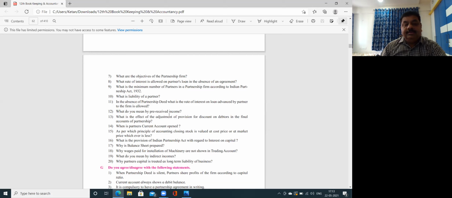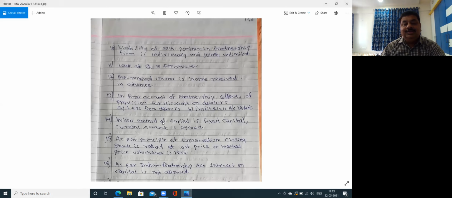Number 11. This question is a bit repeated. In the absence of partnership deed, what is the rate of interest on loan advanced by partner to the firm? We have already checked this answer in number 8. That's why I wrote here, and you can also write here: look at question number 8 for answer. In the exam you should not write like this; you have to write the full answer. In the absence of partnership agreement, the rate of interest allowed on partner's loan is 6% per annum as per Partnership Act 1932.